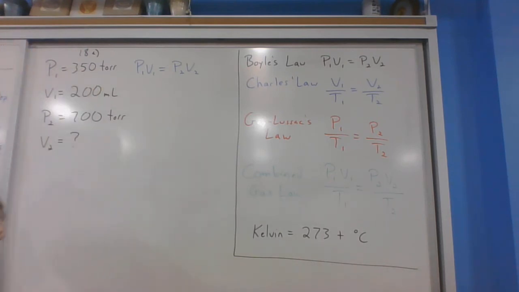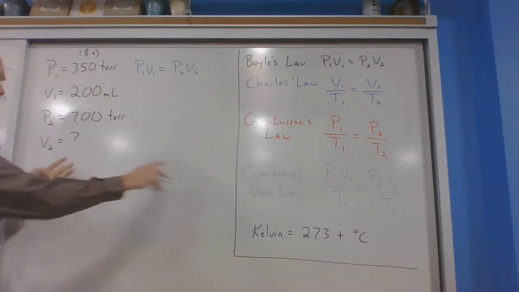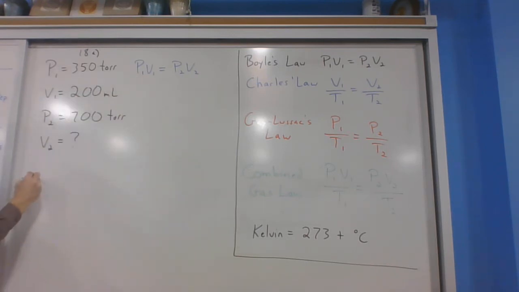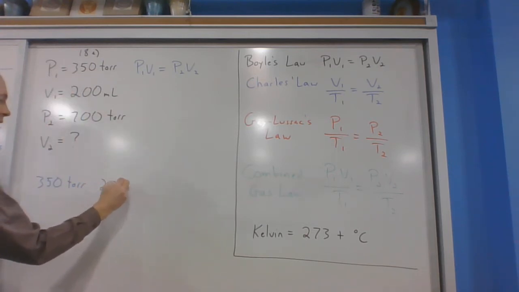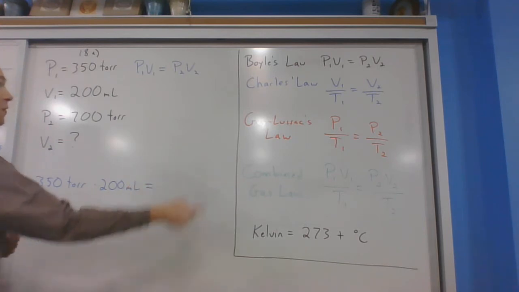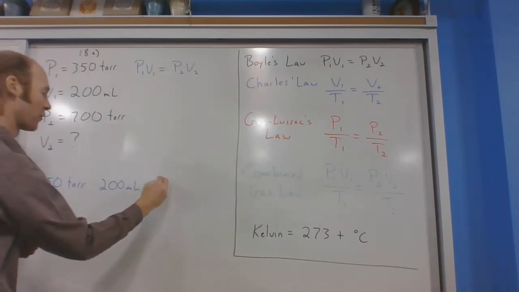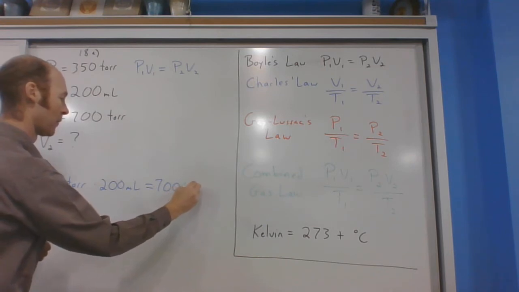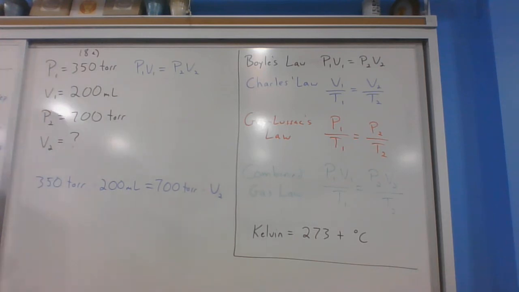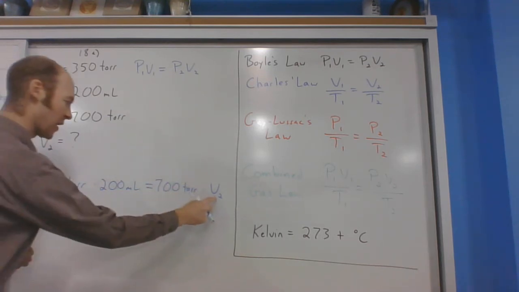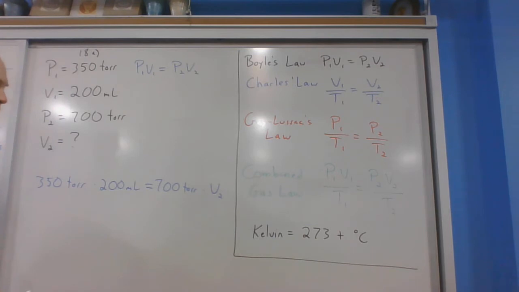And let's plug in some numbers here. All right. So we give ourselves some room to write. And for P1, I have 350 torr. And for the first volume, I have 200 milliliters. That's all going to be equal to the new pressure of 700 torr times the mystery volume, V2. We plug the numbers in, and at this point it's only math, and you can use your algebra skills to say, I want to solve for V2, and you get rid of this 700 torr.